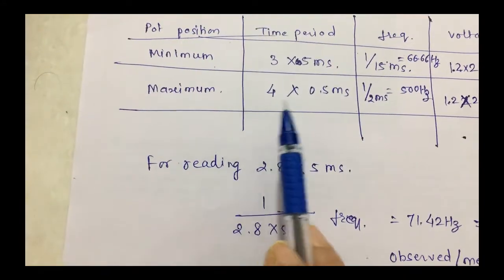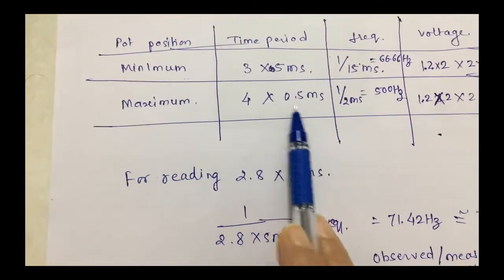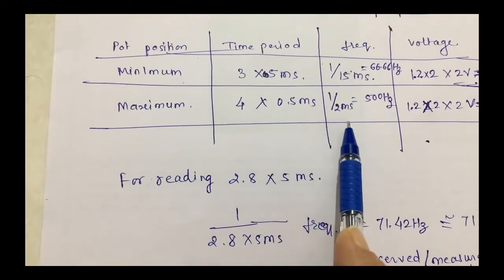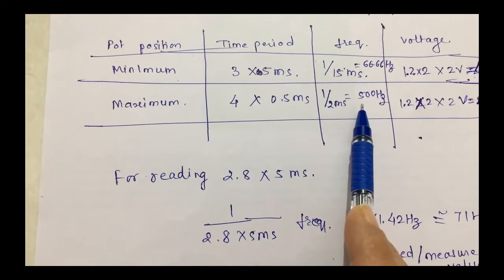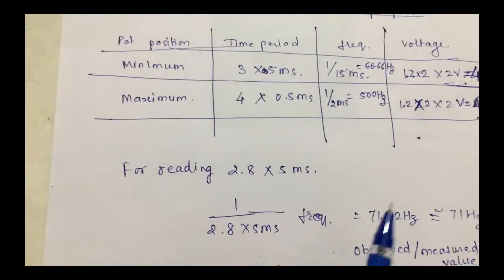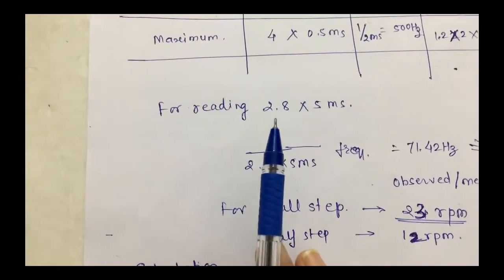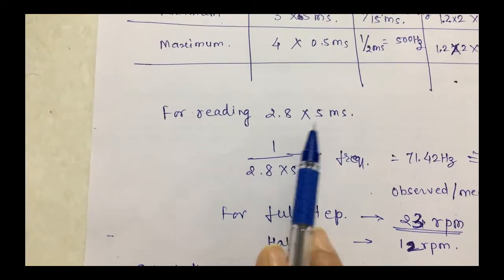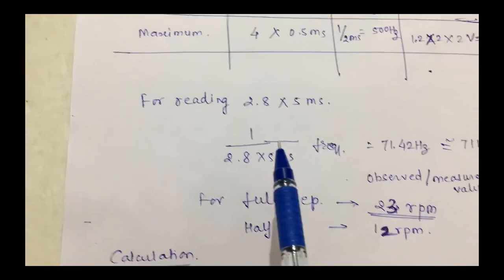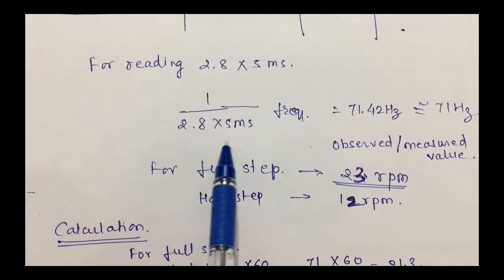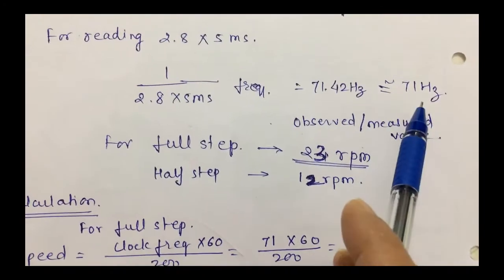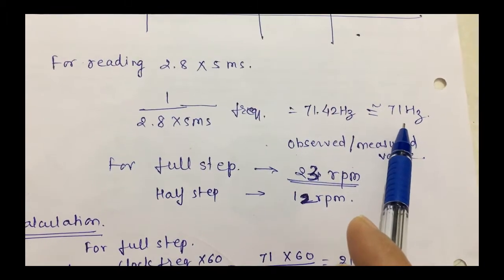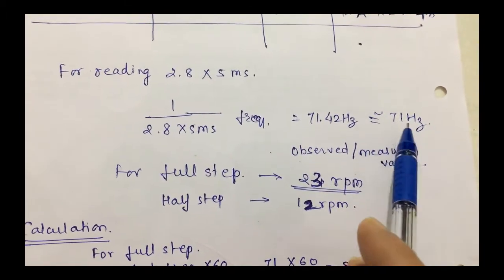Now for the maximum pot position, we got the time period as 4 into 0.5 millisecond, the time per division knob. So 1 upon time period will be the frequency, which is 500 Hertz for the maximum pot position. Then we have set the frequency at some value. The time period for that value is 2.8 into 5 millisecond. So the frequency that we have chosen for taking the reading is 1 upon 2.8 into 5 millisecond, which comes around 71 Hertz. That means we have taken the reading for the speed of half step mode of operation and full step mode of operation at 71 Hertz.